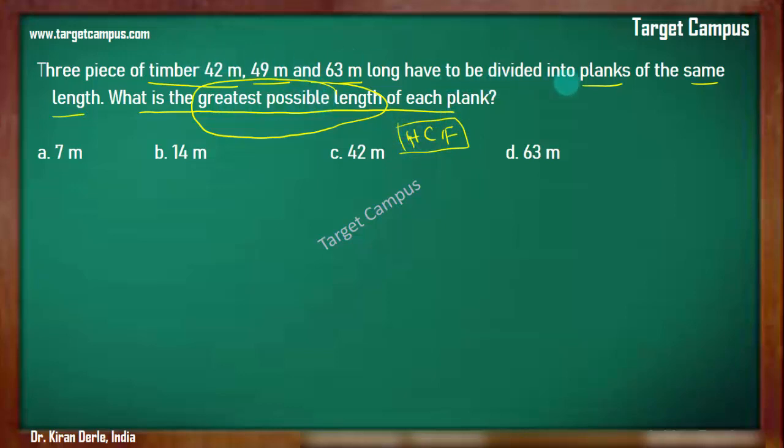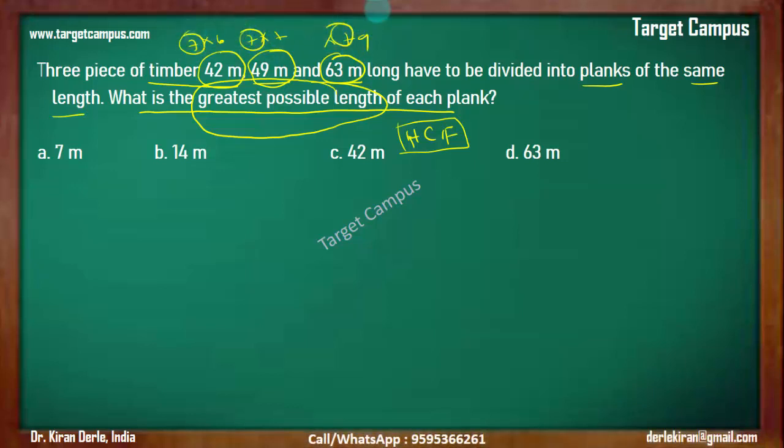So you have to divide into planks of the same length. HCF is the highest common factor of these three. This is 7 into 6, this is 7 into 7, and this is 7 into 9. The highest common factor is 7 only, right? But what is asked? What is the greatest possible length of each plank? It is 7 meters, because the planks should be equal also. I hope you are getting this point.